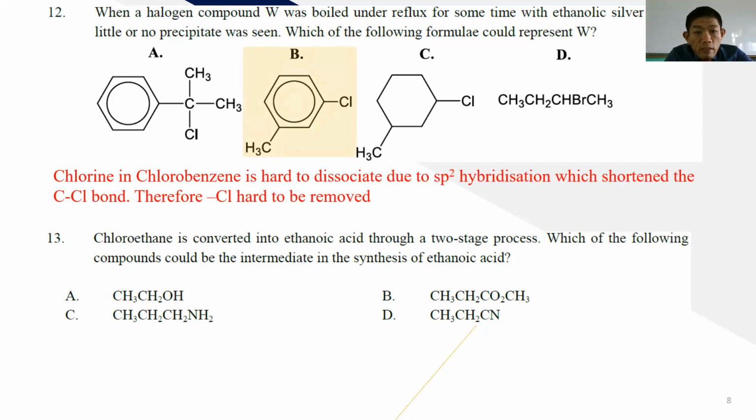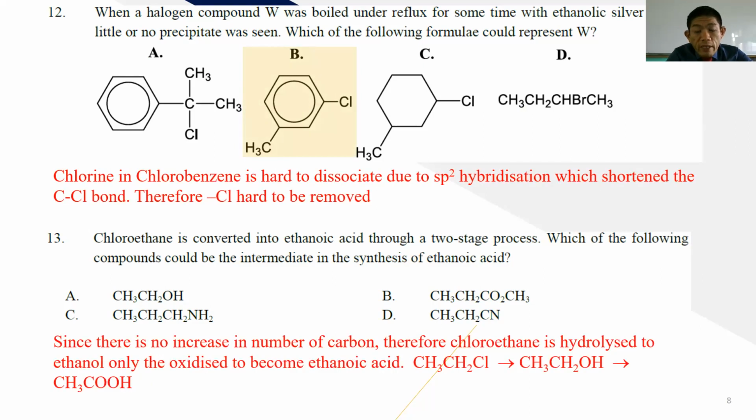Number 13, chloroethane is converted to ethanoic acid through a 2-stage reaction. Which of the following could be the intermediate of the ethanoic acid? If you look carefully at the question, from chloroethane to ethanoic acid, there is no increase in the number of carbon. So when there is no increase in the number of carbon, the 2C will remain. Which one is the best intermediate of the reaction? The best intermediate is shown in the flow chart here. First you form chloroethane to become ethanol, and when you oxidize ethanol you become ethanoic acid. So the best answer here is A.